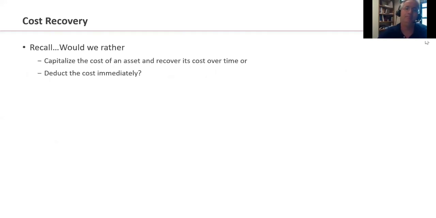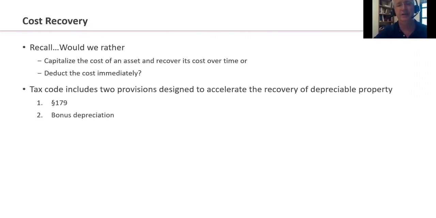Okay. So recall, would we rather capitalize the cost of an asset and recover its cost over time, or deduct that cost immediately? And hopefully you're all saying to yourselves, of course, Professor Gill, we just want to deduct those costs immediately. So conveniently, the tax code includes two provisions that are designed to accelerate the recovery of depreciable property. One of them is called Section 179. And frankly, it just doesn't have a better name than that. I wish it did, right? But then you'd call it like the immediate expensing provisions or deduct right away provisions.